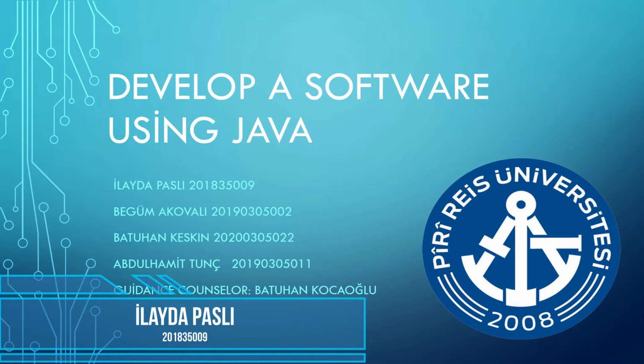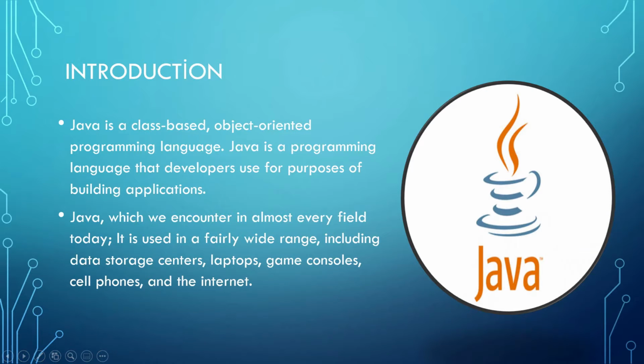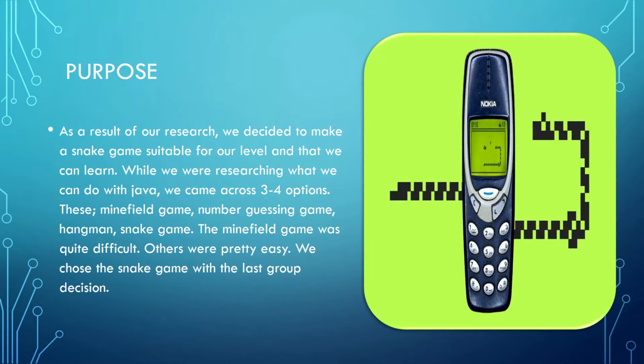Today we will give you information about the game project we organized in Java language. Introduction. Java is a class-based, object-oriented programming language. Java is a programming language that developers use for purposes of building applications. Java, which we encounter in almost every field today, is used in a fairly wide range, including data storage centers, laptops, game consoles, cell phones, and the internet.